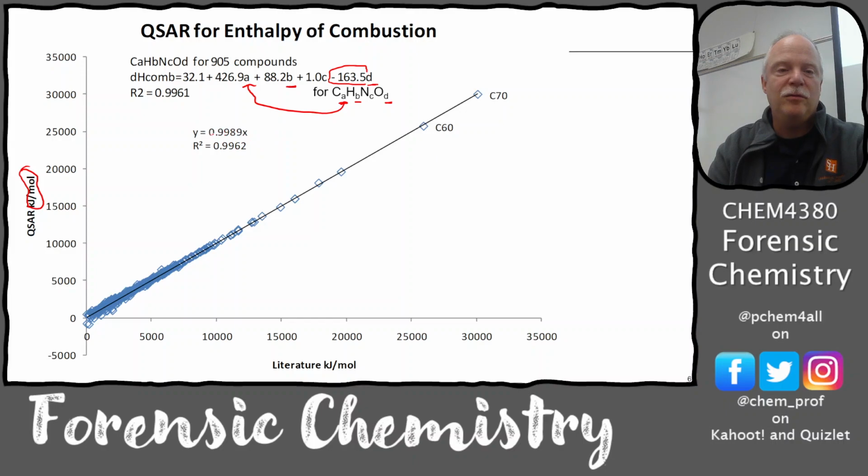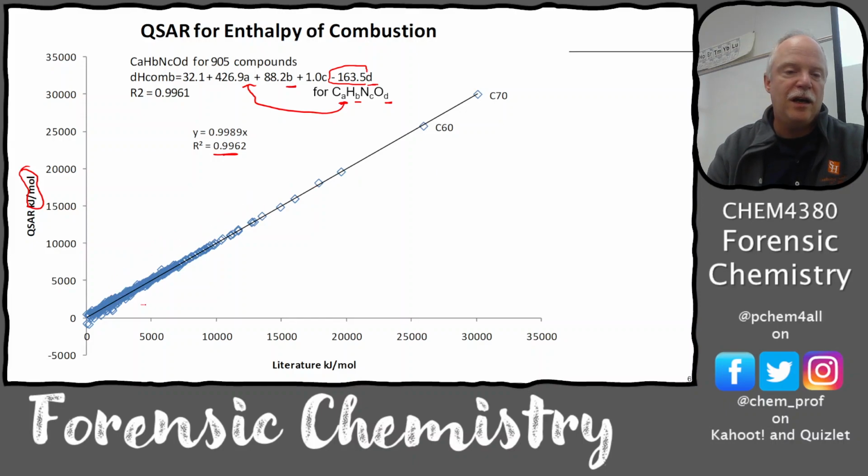The perfect match, if I'm plotting my model versus literature, would be a slope of 1. Essentially, they give the same number. And if there was no scatter in the data, an R squared of 1, obviously, and I got an R squared of 0.99. So that's pretty cool. It goes all the way up to C70. So all of your waxes and oils are in here. They would fit on this model really well.